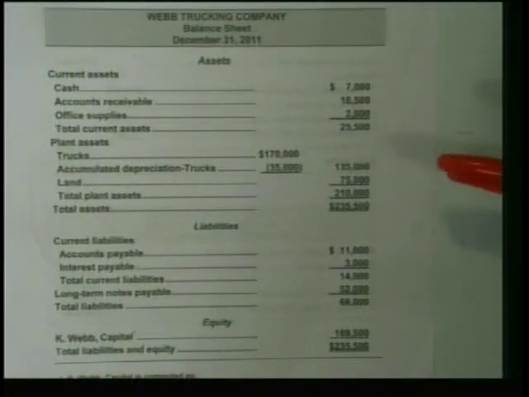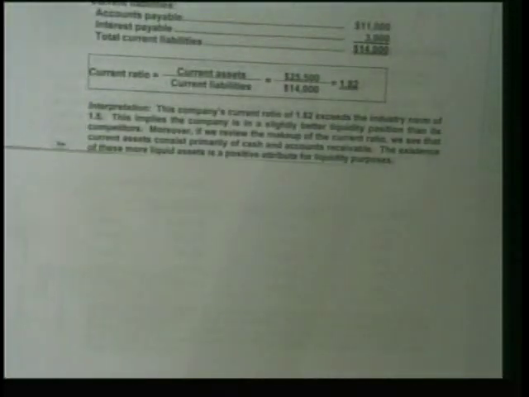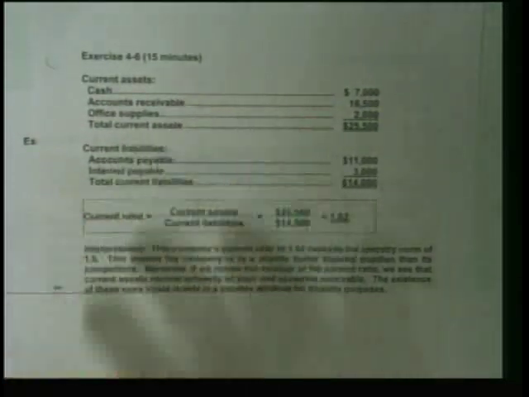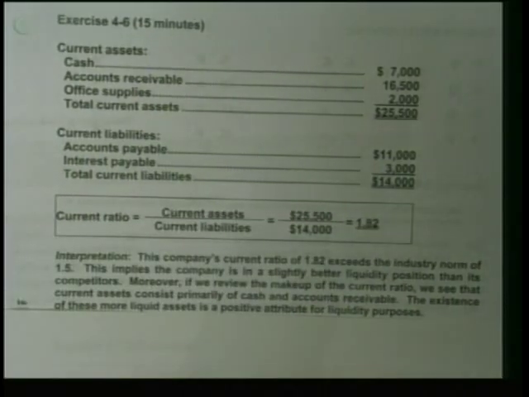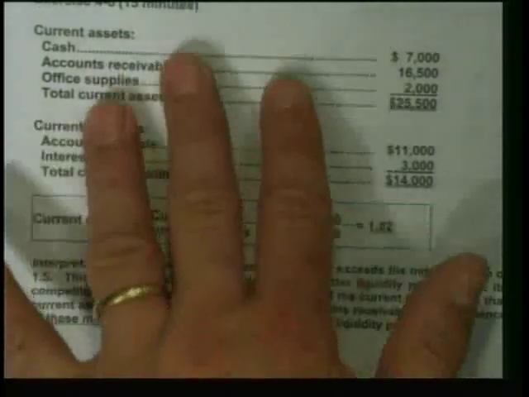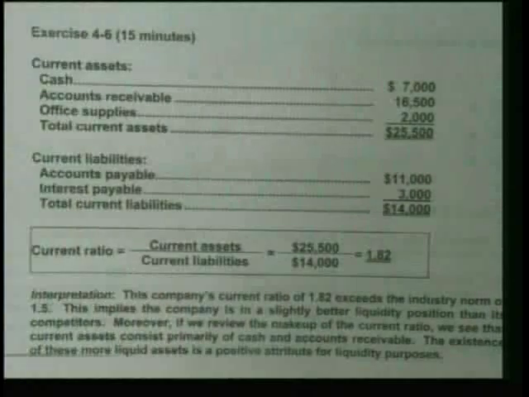Now, the next question they actually ask you to do the current ratio for this situation, right? Well, looking back at that classified balance sheet, we have our subtotal for current assets and for current liabilities, and thus our current ratio is as such, which is pretty near the other one we computed. I need to change the numbers a little bit. The current assets were 25.5, the current liabilities were 14, thus our current ratio is 1.82.